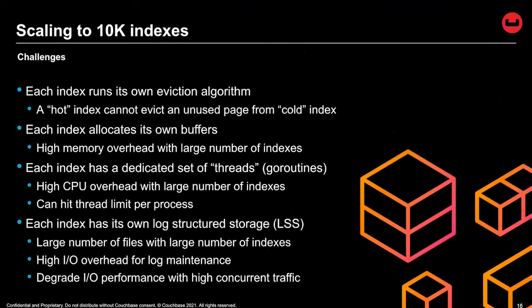Each index runs eviction independently and does not factor in the usage of other indexes on the node. A hot index could evict unused data from a cold index. This reduced the effectiveness of Plasma's caching. The dedicated buffers and threads allocated by each index resulted in high memory and CPU overhead. With a large number of threads, other problems like the thread limit become easier to hit.